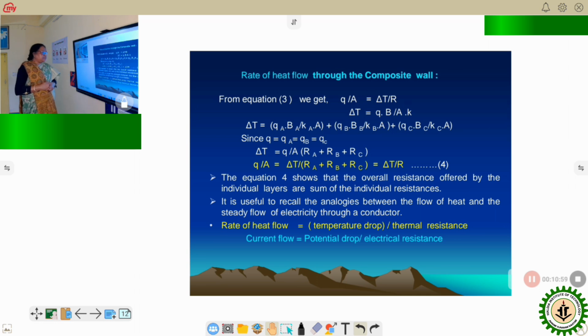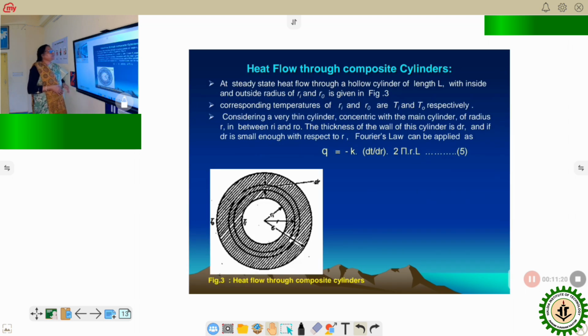divided by total resistance. So it is useful to recall the analogies between the flow of heat and electricity through a conductor. The rate of heat flow is given by the temperature drop per thermal resistance, and current flow is given by the potential drop per electrical resistance.